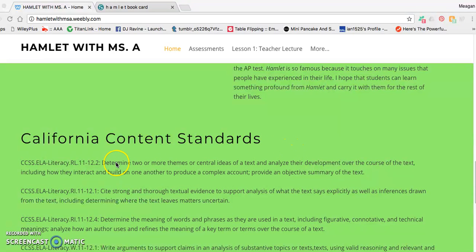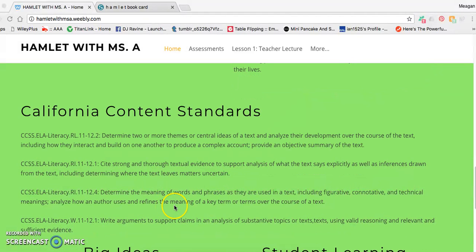First, we have determine two or more themes or central ideas of a text and analyze their development over the course of the text, including how they interact and build on one another to produce a complex account. Provide an objective summary of the text. Cite strong, thorough textual evidence to support analysis of what the text says explicitly, as well as inferences drawn from the text, including determining where the text leaves matters uncertain.